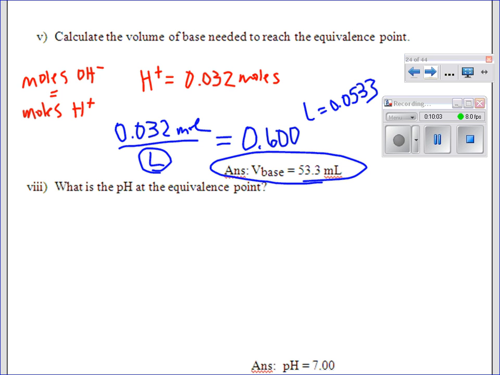So that's how many mils. We usually convert to mils just because we don't read the burette in liters. We read it in mils. Okay, so that's how much we need to add to get to the equivalence point.